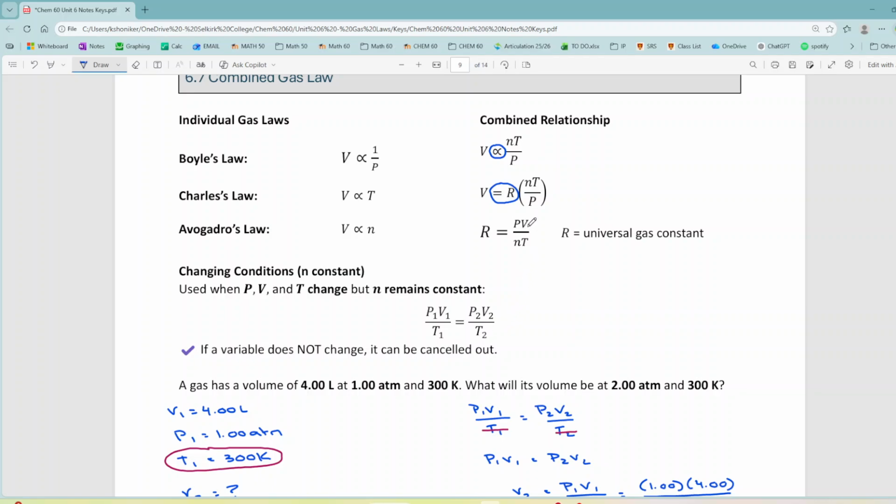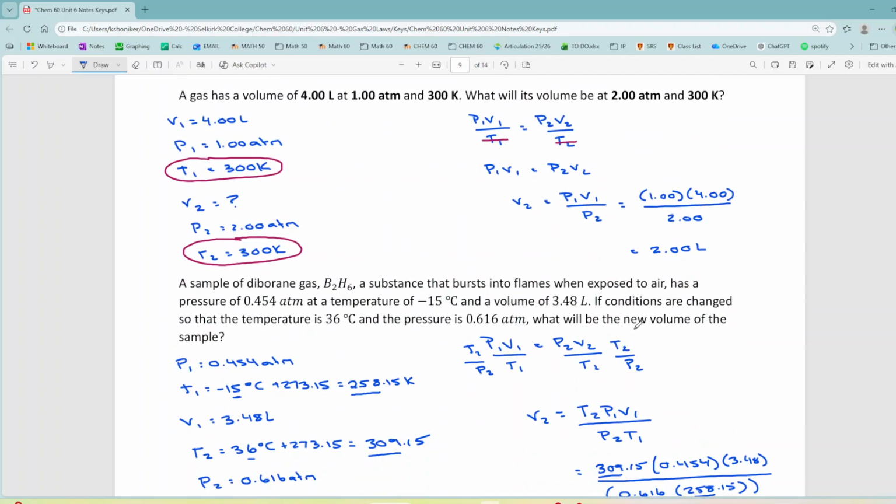So if you do want that last one, it was V over n is equal to, or V1 over n1 is equal to V2 over n2. And then you would have all of the calculations that we've talked about so far.